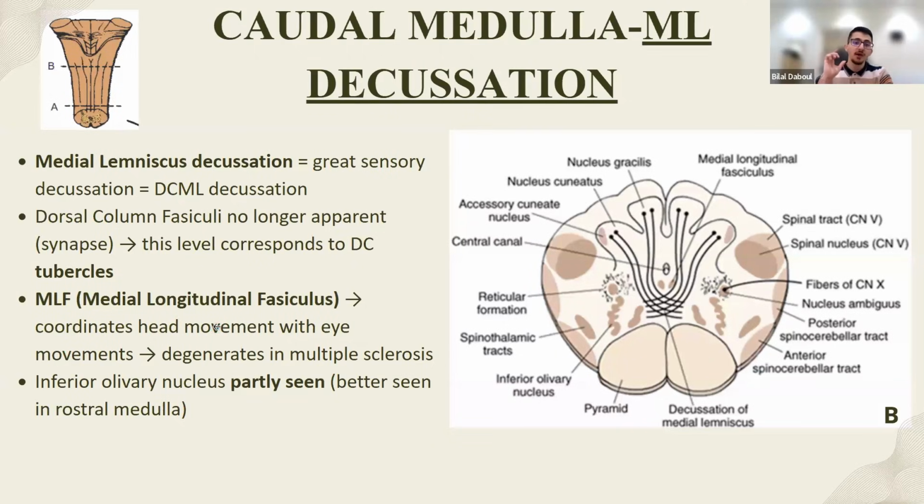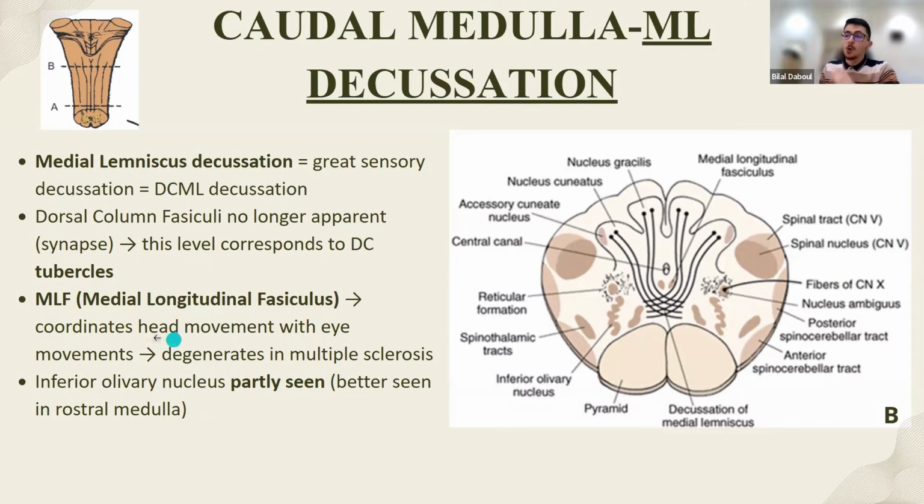The MLF connects the nuclei of the third, fourth, and sixth cranial nerves, which are responsible for extraocular muscle control, to the vestibular nucleus. And this is very important because this allows you to adjust eye movement to head movement. Let's say you see a bird that is zipping through your visual field and you want to focus on it, okay?